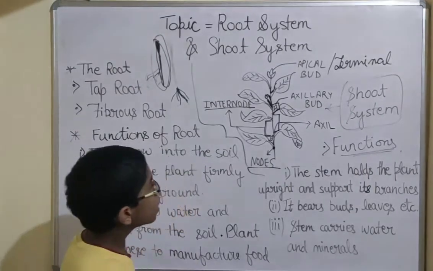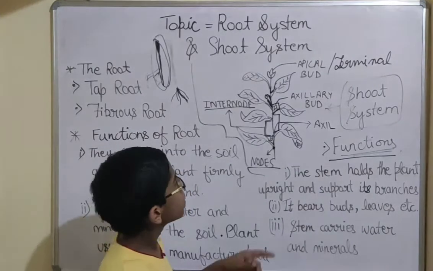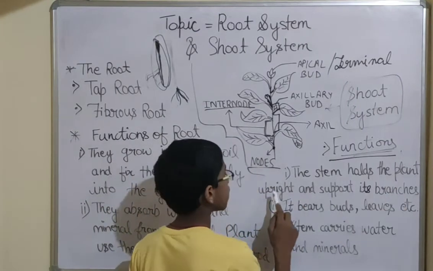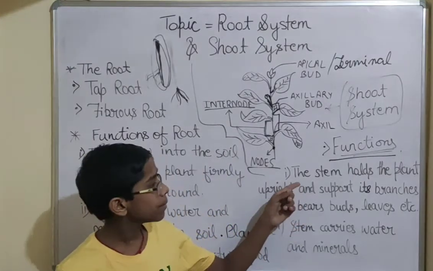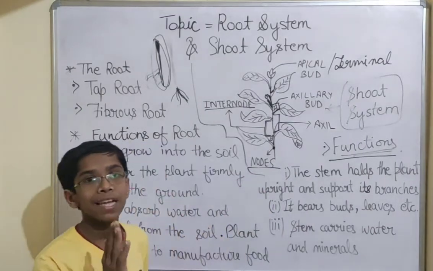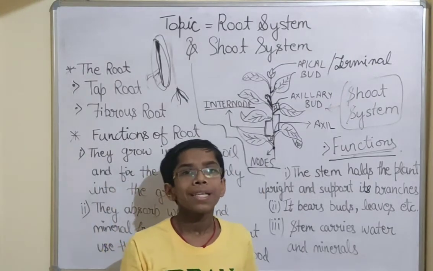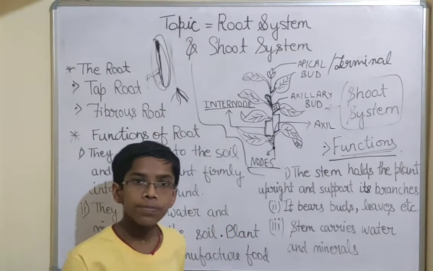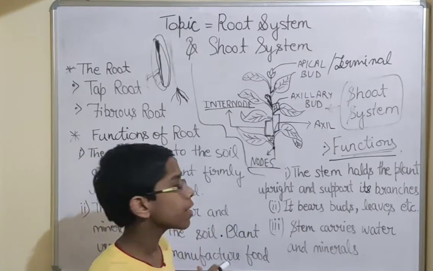Okay. So now we are going to discuss the functions of the stem. The stem holds the plant upright and supports its branches. Yes, the stem holds the plant straight and supports its branches so that it can't fall. And you have seen climbers, but they can't perform this function because of their weak stems. Why can't they perform this function? Because of their weak stems.